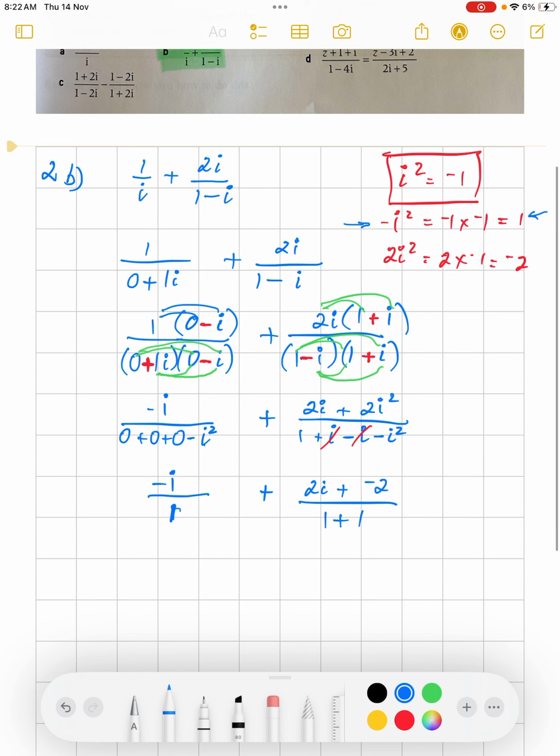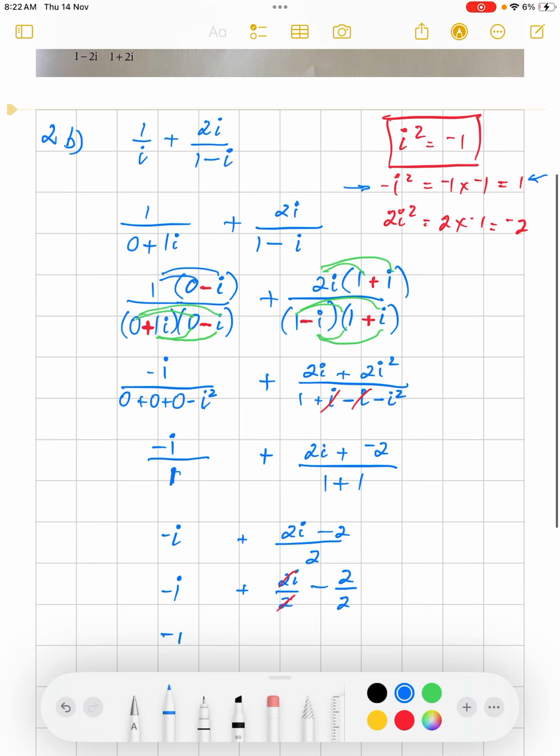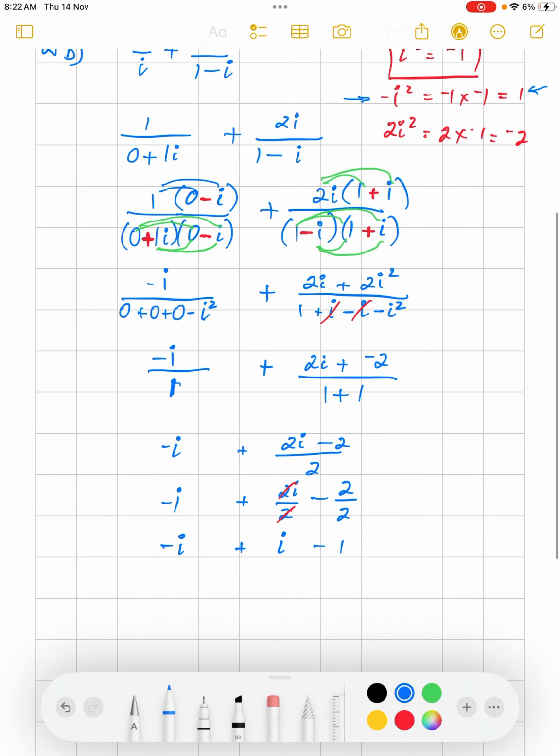All right, so let's see what this looks like. So the first fraction now has become simply negative i. The second fraction is 2i minus 2 over 2. Well, that will simplify into 2i over 2 minus 2 over 2, and that becomes i. So negative i, that becomes i, and this becomes minus 1. Therefore, that will cancel, we finish with negative 1.